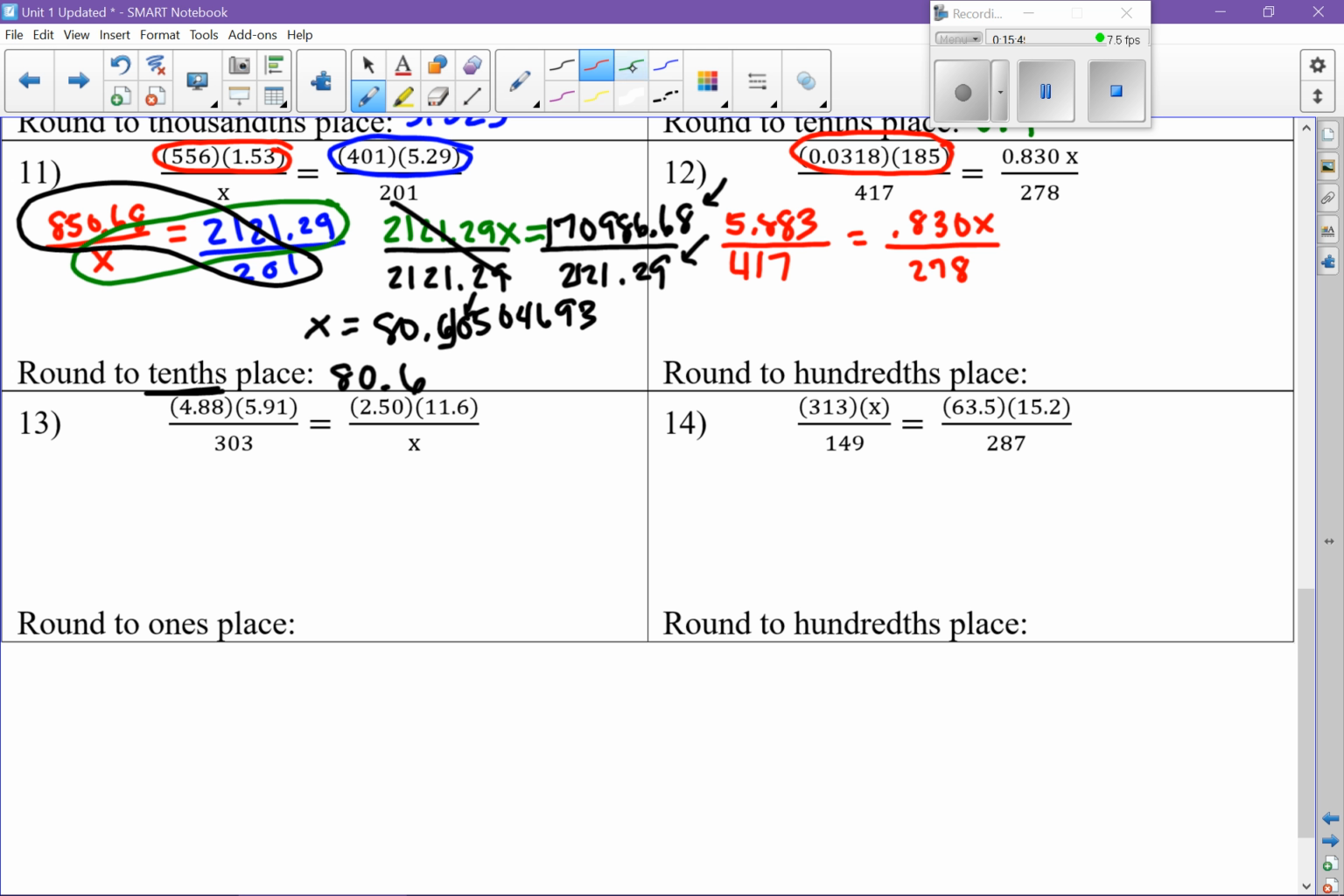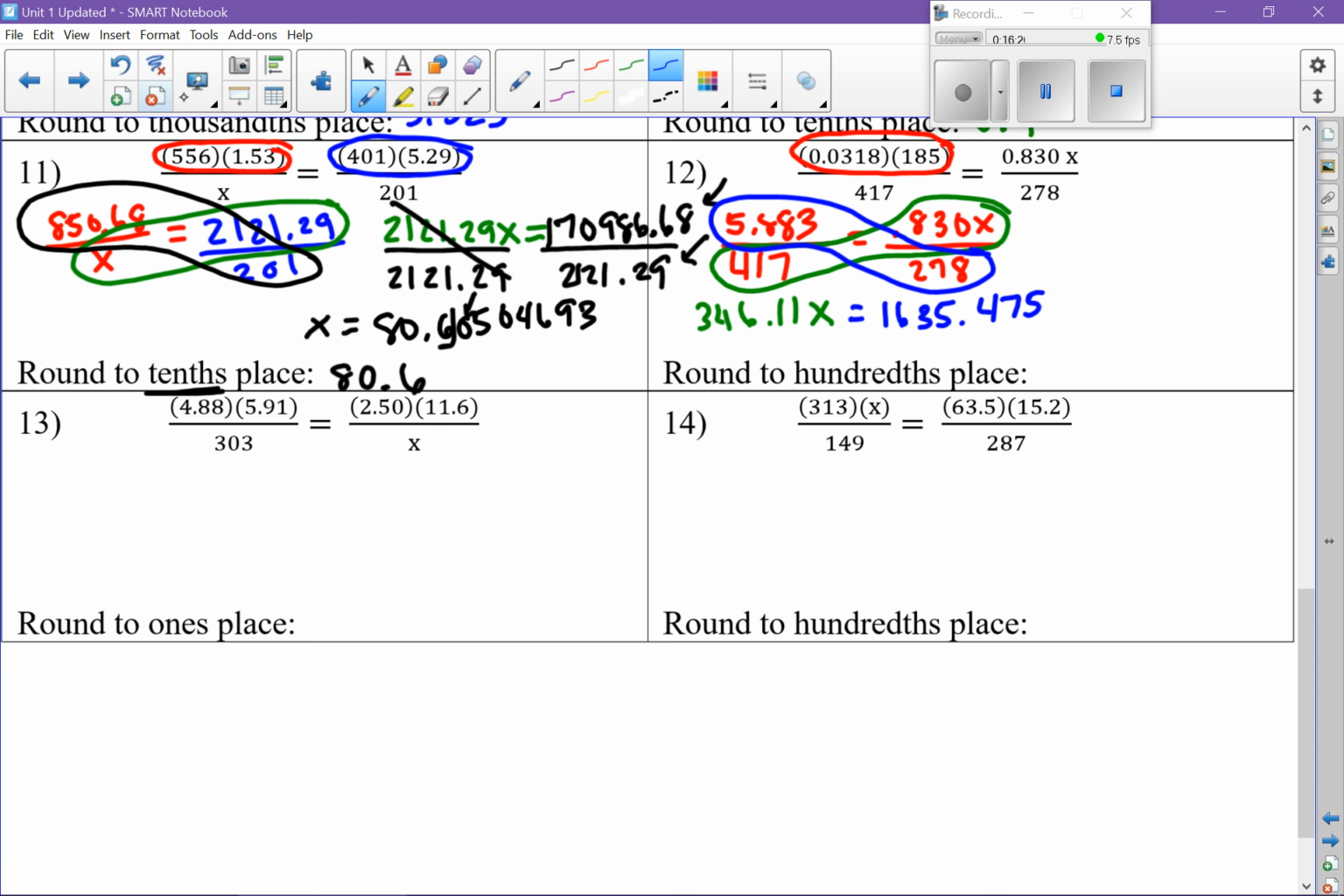And so now the next thing you're going to want to do, just like we did in number 11, is cross multiply. So when I multiply this, you're going to do 417 times the 830. When you do that, you get 346.11, and don't forget to put the x there. In the other direction, multiply these two numbers, and you get 1635.474. Whoops, 4.